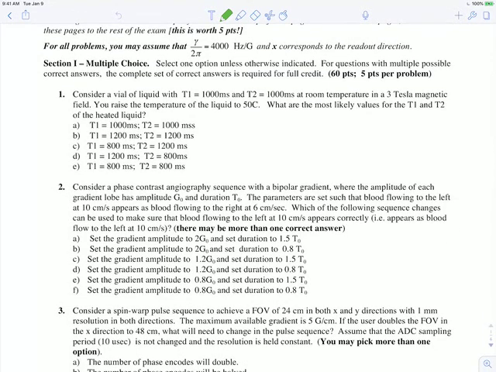Okay, so bring up the answer key so I don't say anything wrong.